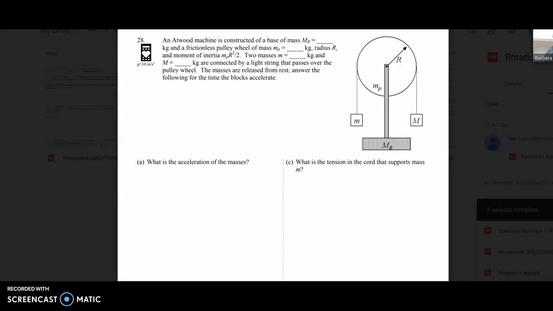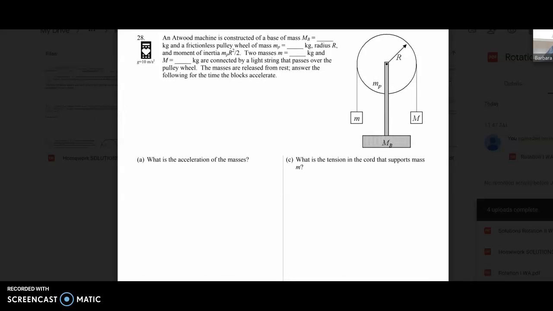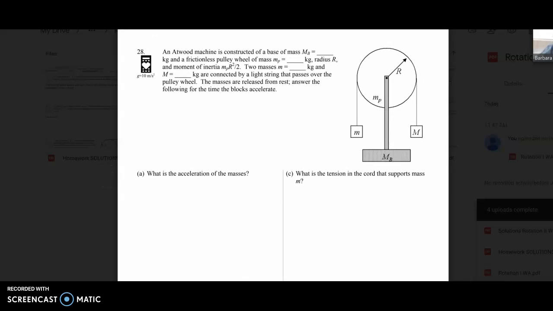So first analyze the torques on the pulley. Remember that alpha equals A over R. Note that the tensions on the left and the right are not the same. This is critical, okay? So we've got mass B, and two masses, M and M, connected by a light string. Right? They're different. So we've got a tension on the left and a tension on the right, and they are not the same.